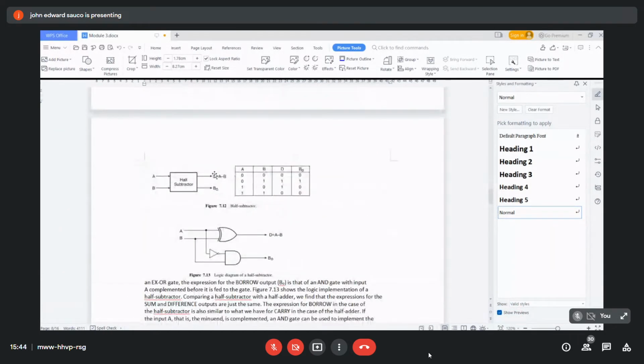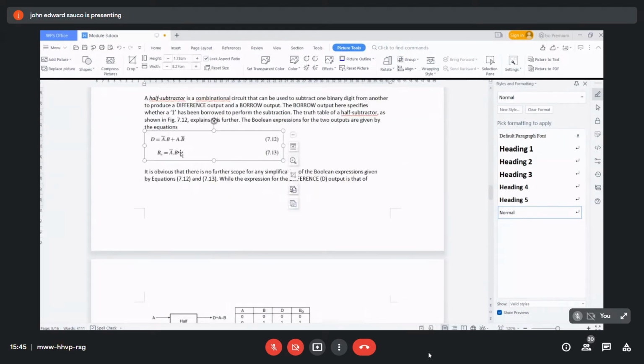So makikita nyo dito is ito. So yung difference natin is ito and then yung borrow is ito. 0, 0, 0 difference. So, 0 din borrow. So, yung 0, 1, meron tayong 1 na difference. So, may borrow 1. Okay? So, yung 1, 0, may 1 na difference, walang borrow. And then, yung 1, 1 is 0, wala siyang borrow. So, siya is naka-base dito sa kanyang expression.